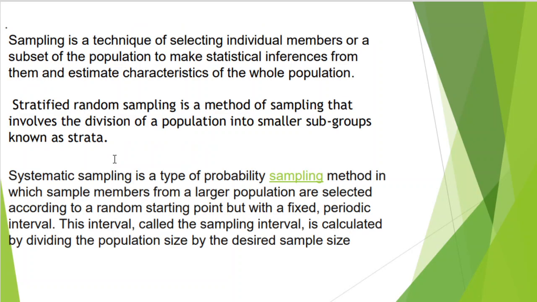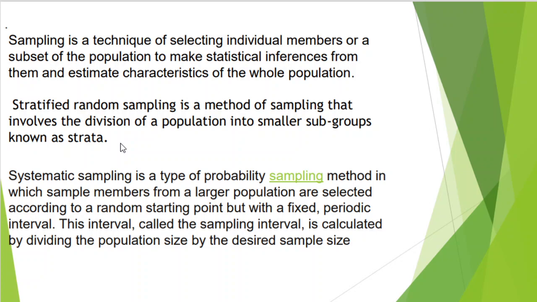So we can see what is meant by sampling. It's a technique of selecting individual members or a subset of the population to make statistical inferences from them and estimate characteristics of the whole population. That is, it is a method by which certain individual members are selected from the whole population. The technique is called sampling. For sampling, there are different methods: random method and non-random method. Stratified is a random sampling method.